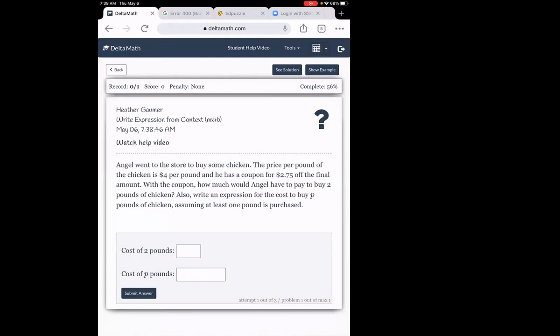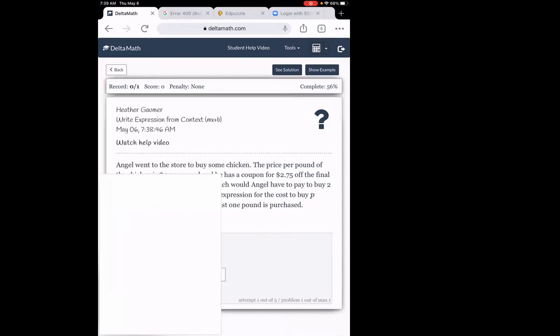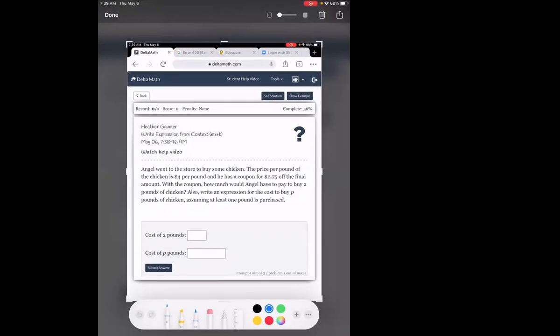All right, so now we have to read carefully and figure out if we're adding, we're subtracting, or what we're doing. Right? So Angel goes to the store to buy chicken. The price per pound of chicken is $4 per pound. He has a coupon for $2.75 off the total. How much would he have to pay to buy 2 pounds of chicken? P is the pounds of chicken. Okay. So the cost is how much the total amount is.